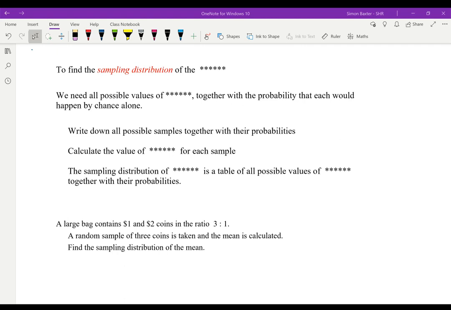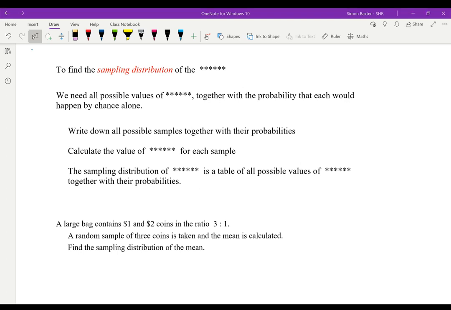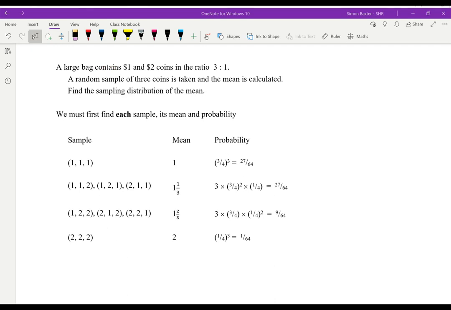Here we have a large bag containing $1 and $2 coins in the ratio 3:1. A random sample of 3 coins is taken and the mean is calculated. Find the sampling distribution for the mean. Well, we must first find each possible sample, its mean, and the probability of that sample. And here I have a table showing exactly what I've just said.